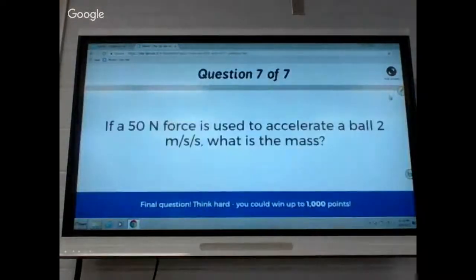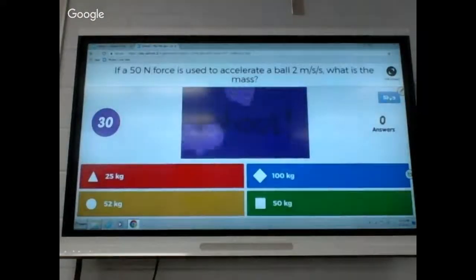Last question. This one we haven't done yet, so not a lot you can do with it unless you want to try it. It's a formula we're going to work with after the quiz.